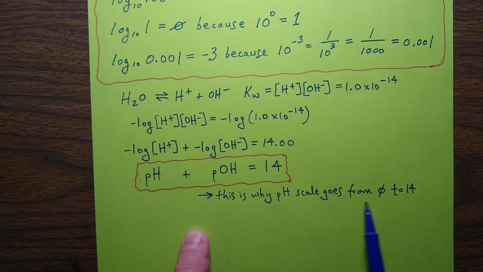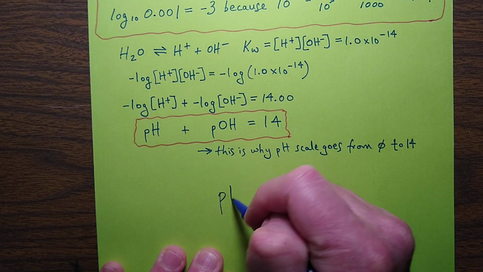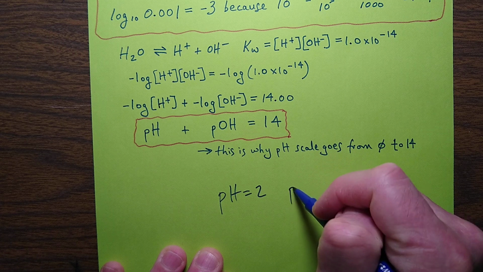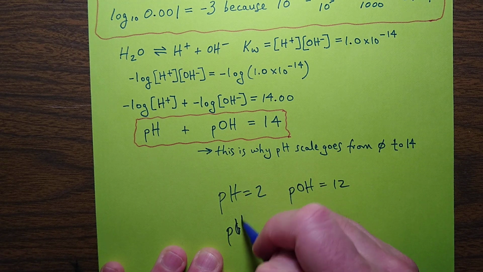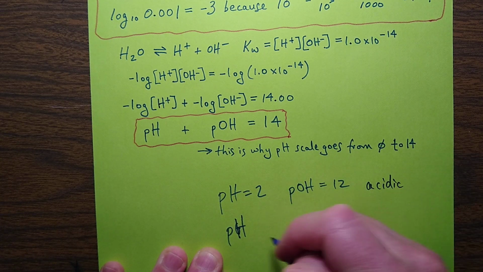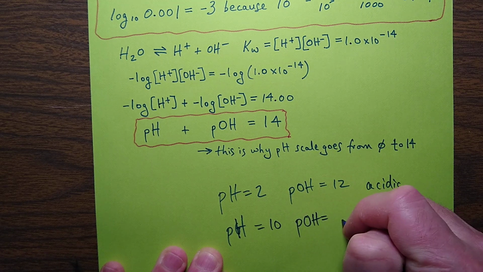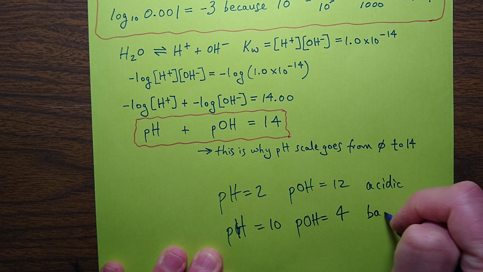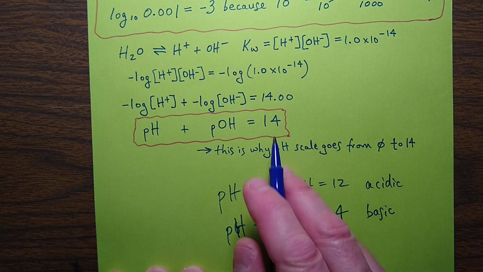So this is why the pH scale goes from 0 to 14. If, for instance, the pH is equal to 2, it means the pOH is 12. If the pH is low, that would be an acidic solution. If the pH is really high, let's say it's 10, the pOH is 4. That's a basic solution. They always add up to exactly 14.